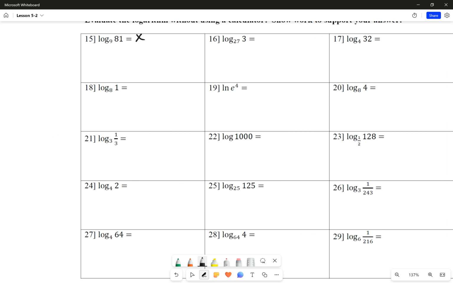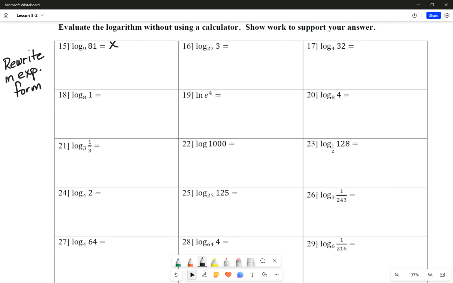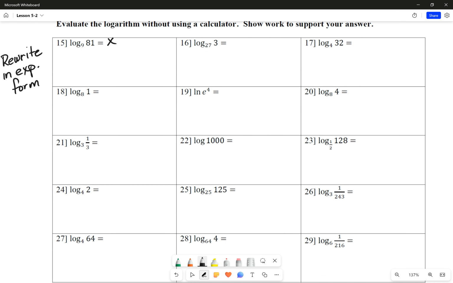So I'm going to come over here, make a note here: rewrite in exponential form. Okay, so rewrite that logarithm in exponential form for me. So log base 9 of 81 equals x can be rewritten as base 9 to the exponent x equals 81.